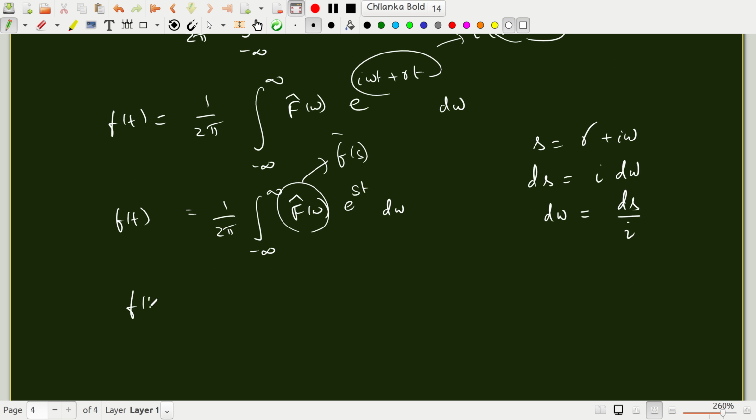So f of t, which is the inverse transform, is given by 1 over 2 pi. Now the variable has changed from omega to s, so the limits go from s equal to gamma minus i infinity to gamma plus i infinity, of f bar of s e to the st ds by i. I'll take the i outside, so 1 over 2 pi i. This is called the inverse Laplace transform.